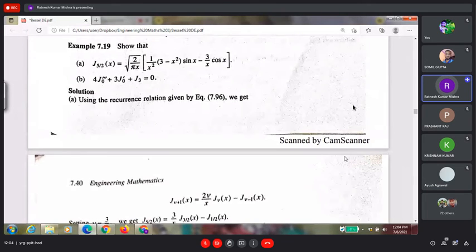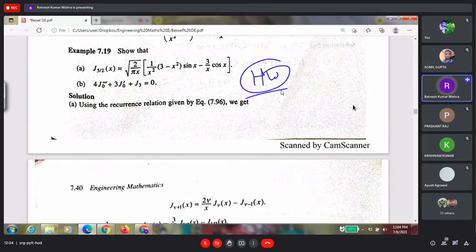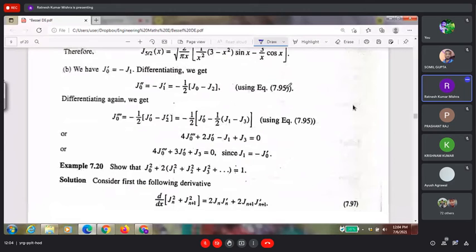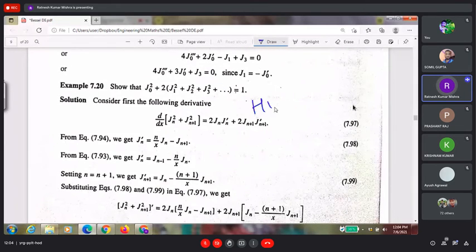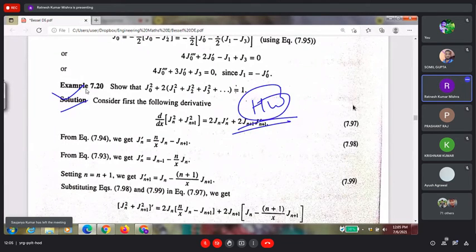तो उसी तरह ये क्वेश्चन है 7.19. This is the homework, इसको आप खुद से कर लेना. And this is also homework. सब उसी तरह, just apply the property 1, 2, 3, 4 and the recurrence relation 1, 2, 3, 4, by these 8 properties and also the formula of J_v, you can find all things.